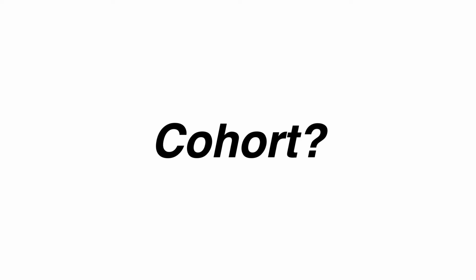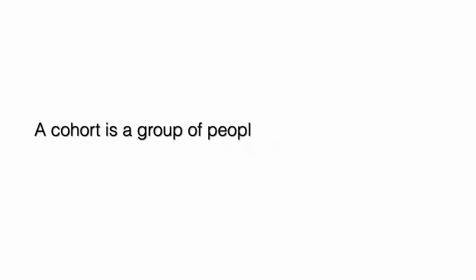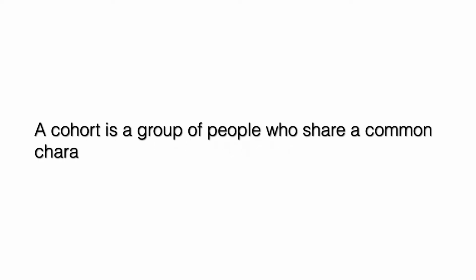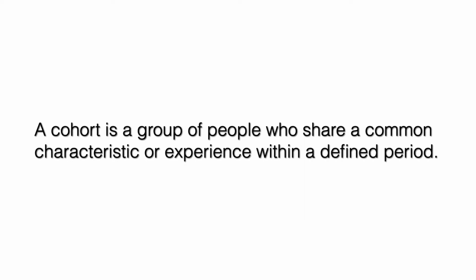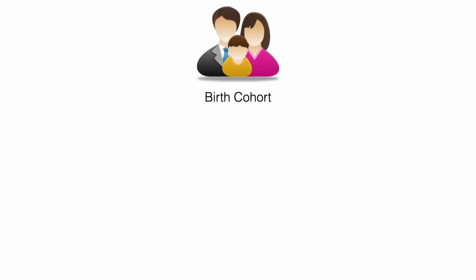Okay, so what's meant by the word cohort? We've covered exposure and outcome. What is meant by cohort? Well, a cohort is a group of people who share a common characteristic or experience within a defined period of time. Let's look at concrete examples. That's always best. One type of cohort study is a birth cohort.